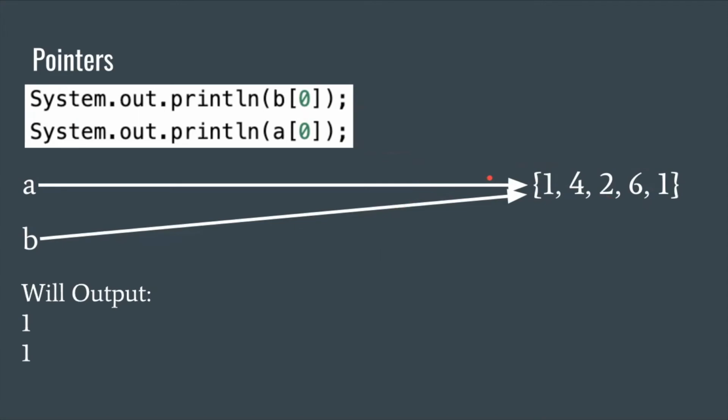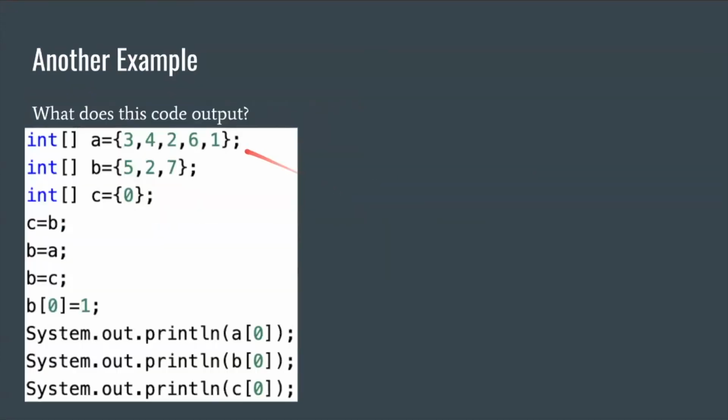And it seems that we've just made A and B the same thing. Does that mean that A and B are the same thing for the rest of our code? Is there any way that we can possibly change them so that they're no longer the same thing? Well, yes. And we're about to get to that in this example right over here.